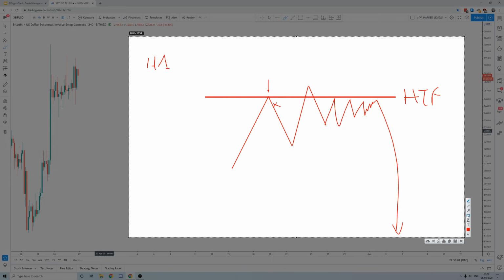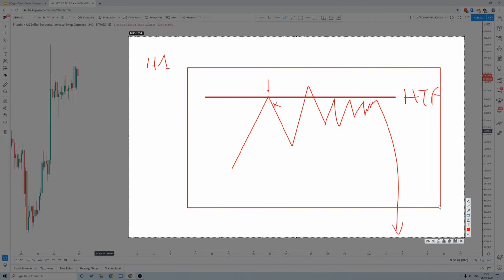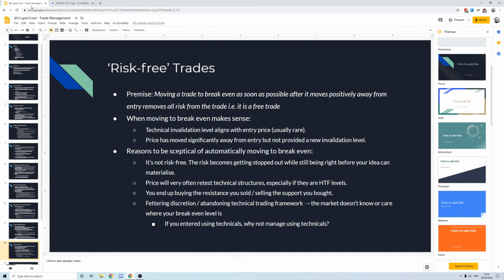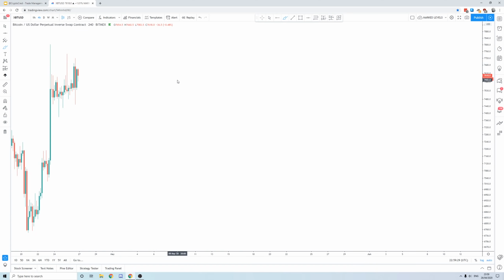Now, what all of this looks like on a weekly time frame, as mentioned, it looks very easy. It just looks like a wick and then price turning away. But on an intraday basis, you get these sort of scenarios where you end up selling, or you essentially end up buying resistance, right? That's kind of the point I'm making with this point here. Not only will price very often retest technical structures, but you end up buying the resistance you sold or selling the support that you bought, right?